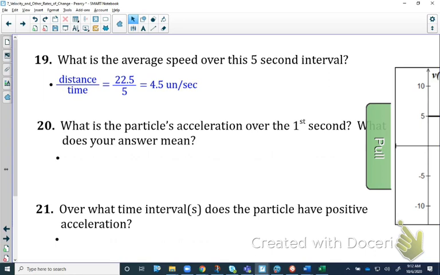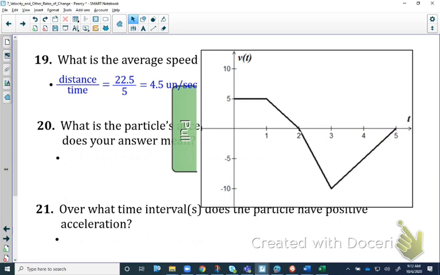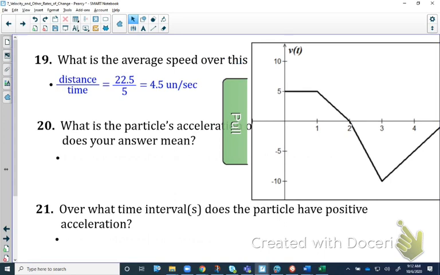What is your particle's acceleration over the first second? The acceleration, again, is going to be the slope of the velocity function. So at the beginning, 0 to 1, we have a horizontal line segment there. So the acceleration there is actually 0.